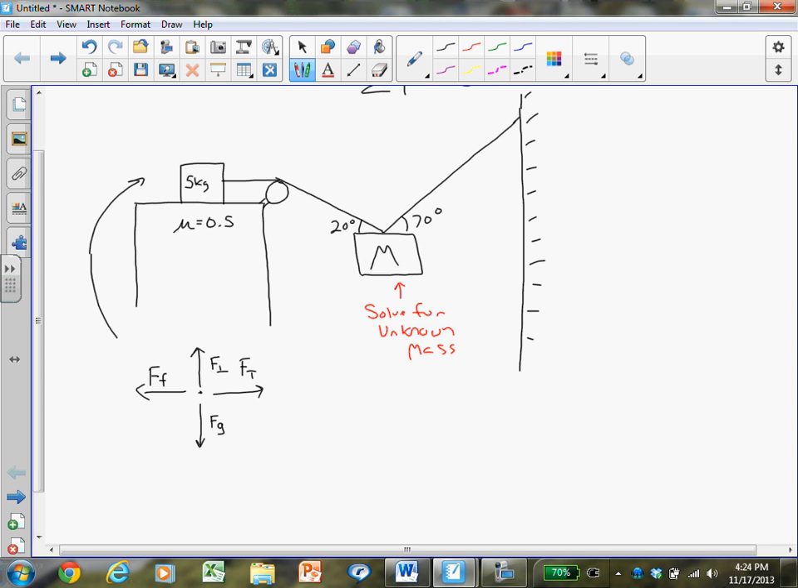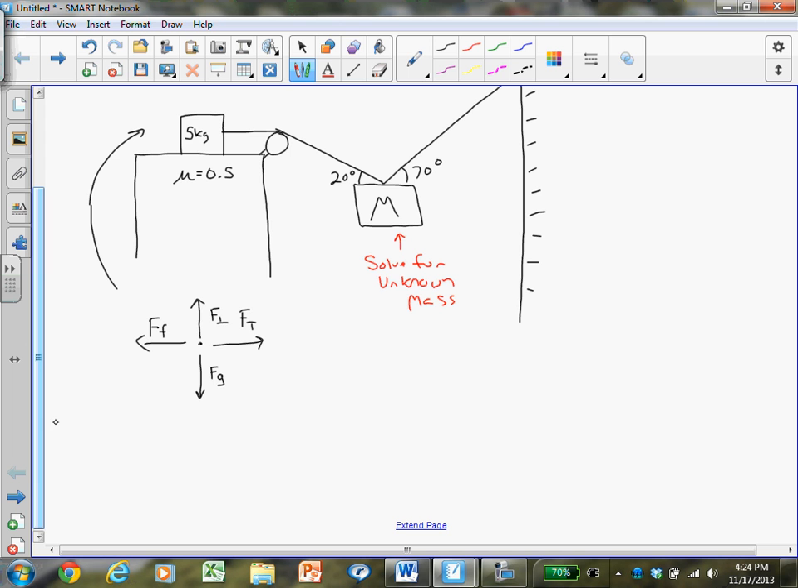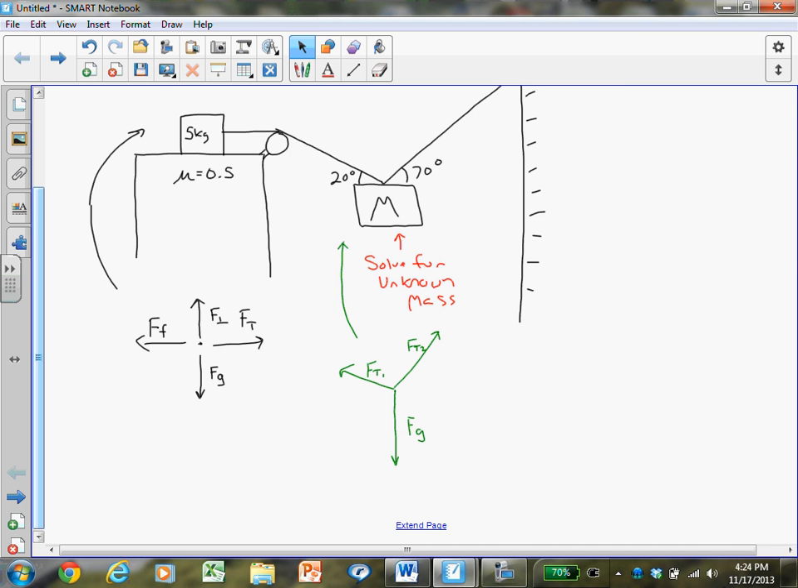Now, for the mass over here, this one, we have the weight force down, and that's being balanced by two tension forces, Ft1 and Ft2, like that. Now let's set this up to see what we can get here.